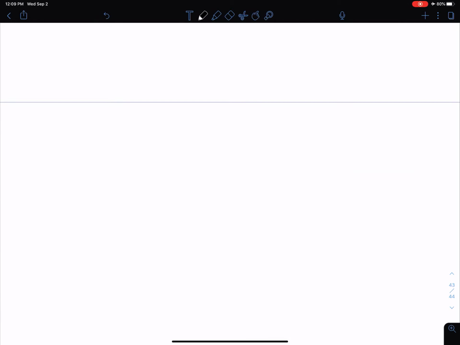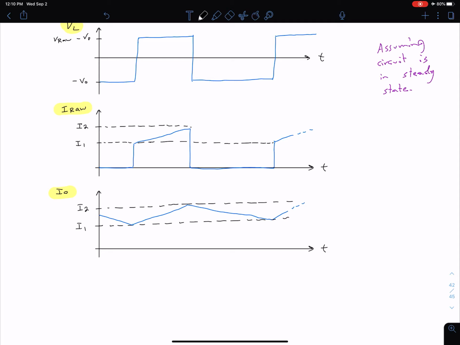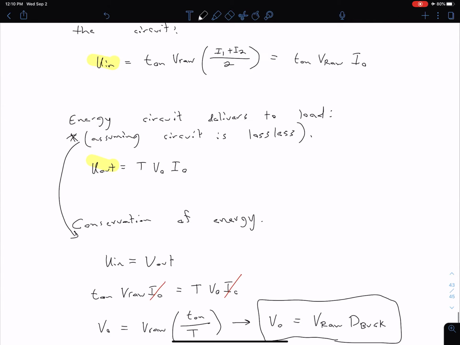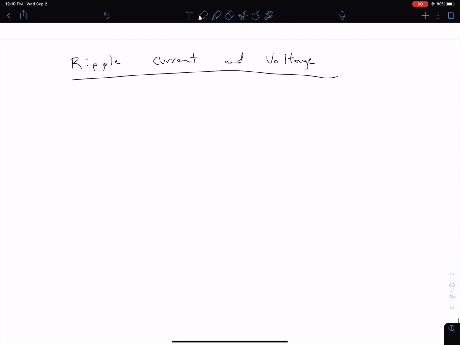One other topic we want to talk about in this video really quickly is calculating our ripple current and ripple voltage for our buck converter. We didn't plot our output voltage explicitly, but we're assuming that our output voltage is held relatively constant by that capacitor. But for our output current, we saw that ripple. It's not a constant I, it's actually going up and down between I1 and I2. So we want a way to calculate that ripple current.